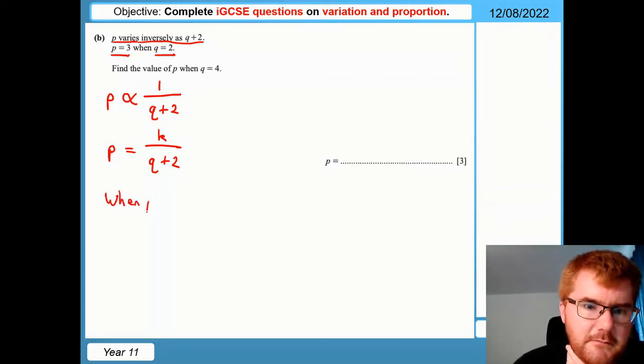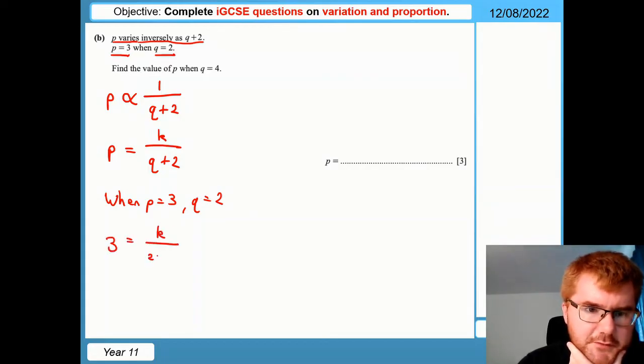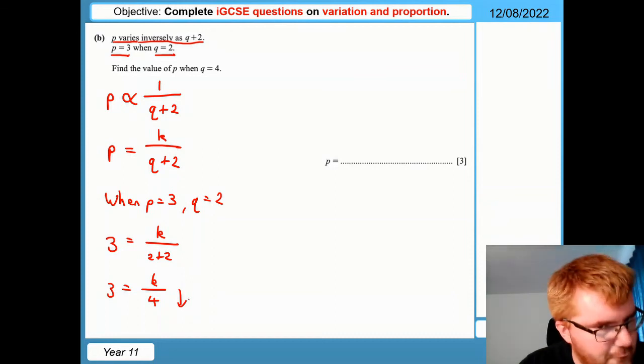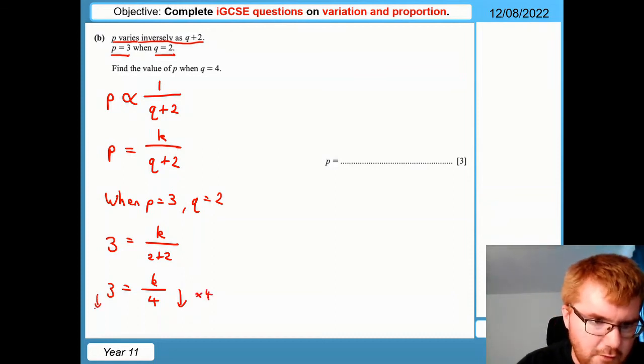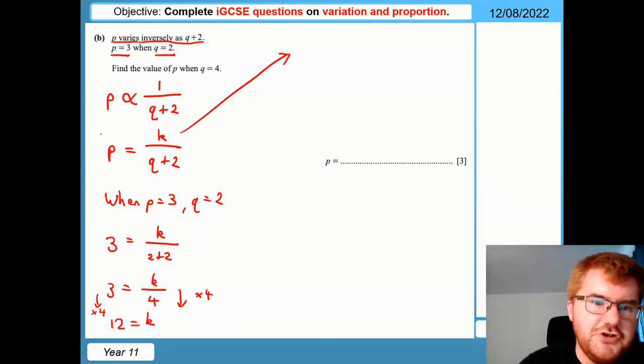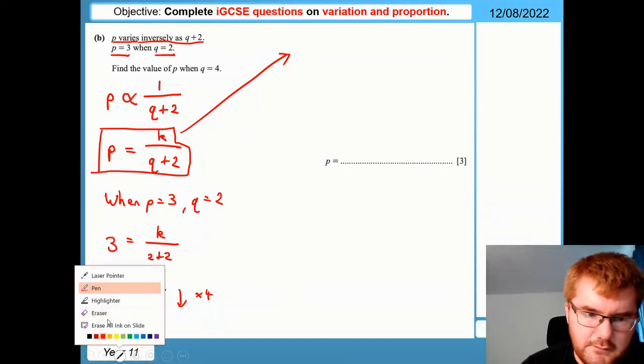So when p is 3, q is 2, that means that 3 is equal to k over, well, q is 2, so 2 plus 2. That gives us 3 is equal to k over 4. We want to get rid of the fraction, the opposite of dividing by 4, times by 4 on both sides. 4 times 3 is 12, and that gives us our value of k. And again, just like before, we want to substitute it into our general equation. Now we know that k is equal to 12.